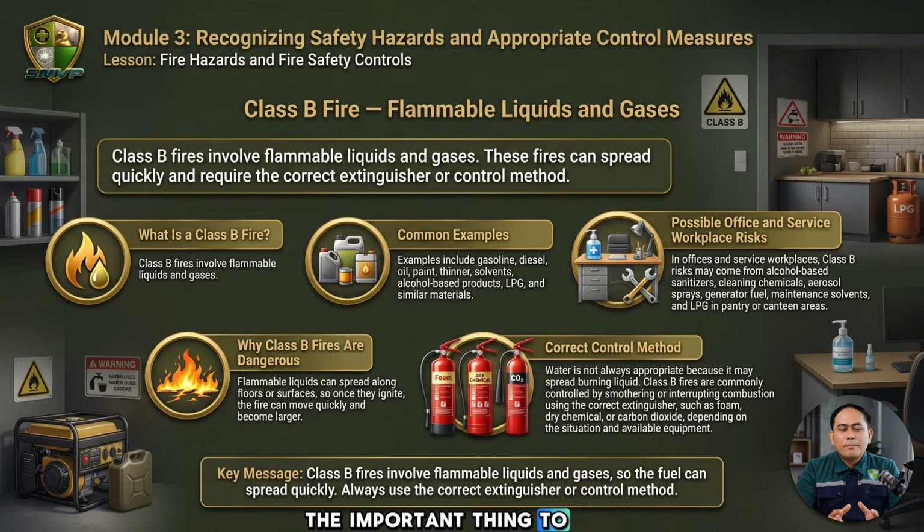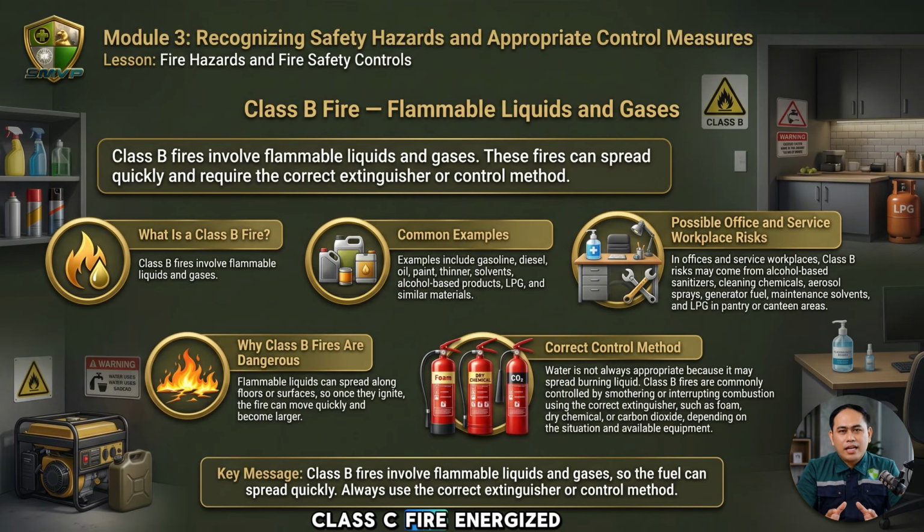The important thing to remember about Class B fires is that the fuel can spread. Flammable liquids may flow along the floor or surface, and if they ignite, the fire can move quickly. This is also why water is not always appropriate. If water is applied to some flammable liquid fires, it may spread the burning liquid and make the fire bigger. So for Class B fires, the control method is usually smothering or interrupting the combustion process using the correct extinguisher such as foam, dry chemical, or carbon dioxide depending on the situation and available equipment.